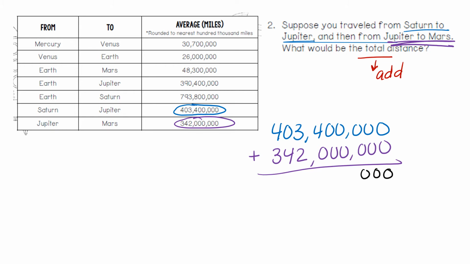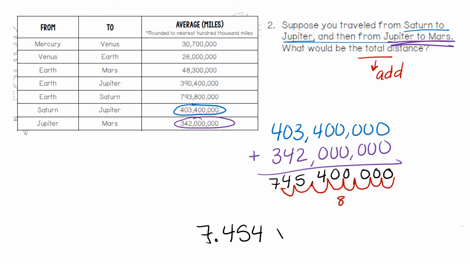The zeros added up are just 0. 4 and 0 is going to give us 4. 3 plus 2 is going to give us 5. 0 plus 4 is going to give us 4. And 4 plus 3 is going to give us 7. Now we're going to take that answer and we're going to write it in scientific notation by moving the decimal point behind the first number, 7, which means we have to move 1, 2, 3, 4, 5, 6, 7, 8 times. And so we write our answer as 7.454 times 10 to the 8th power.